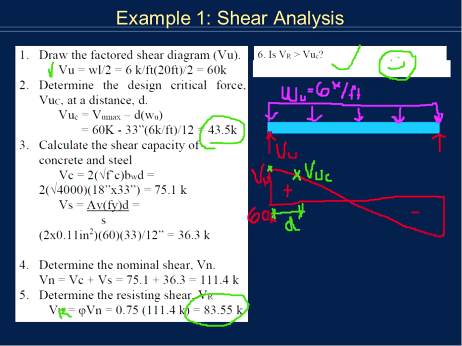So as you can see, shear analysis is relatively straightforward. The reason why is typically most of the work is done up front when you design the beam for bending. Then the second step is simply to check the beam for shear. So as you can see, we would first determine what the shear would be for the critical section. Then we would calculate the capacity of both the concrete as well as the steel. We'd add them together, apply our safety factor, and then compare.